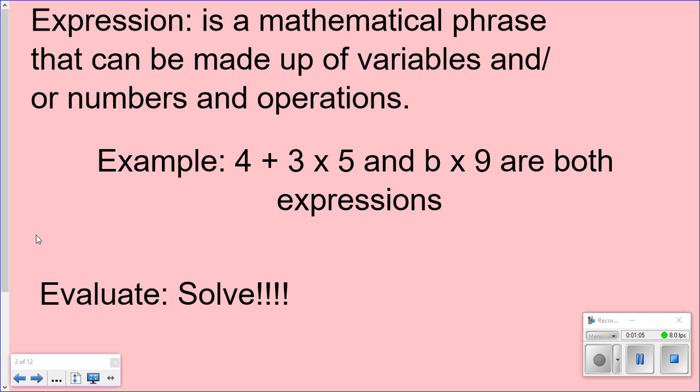So an expression, it's a phrase. It's something that's made up of variables or numbers and operations, so everything put together pretty much.